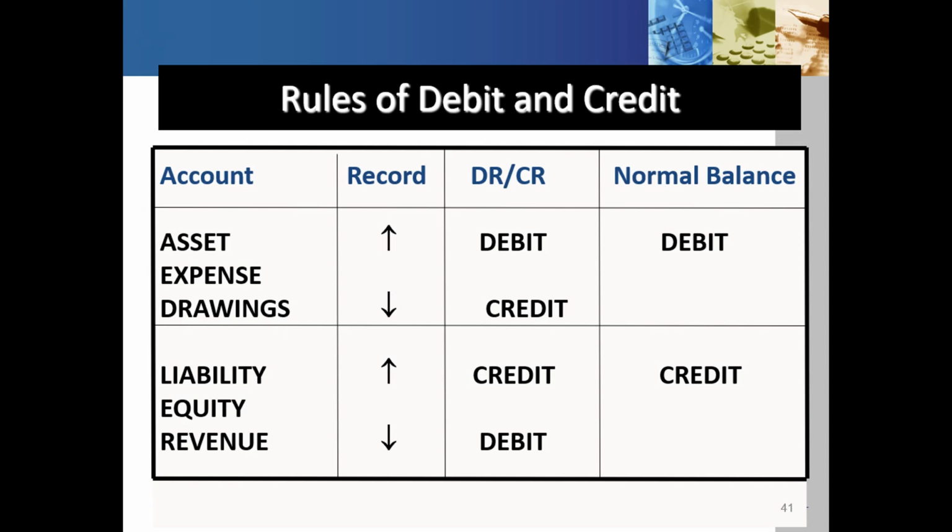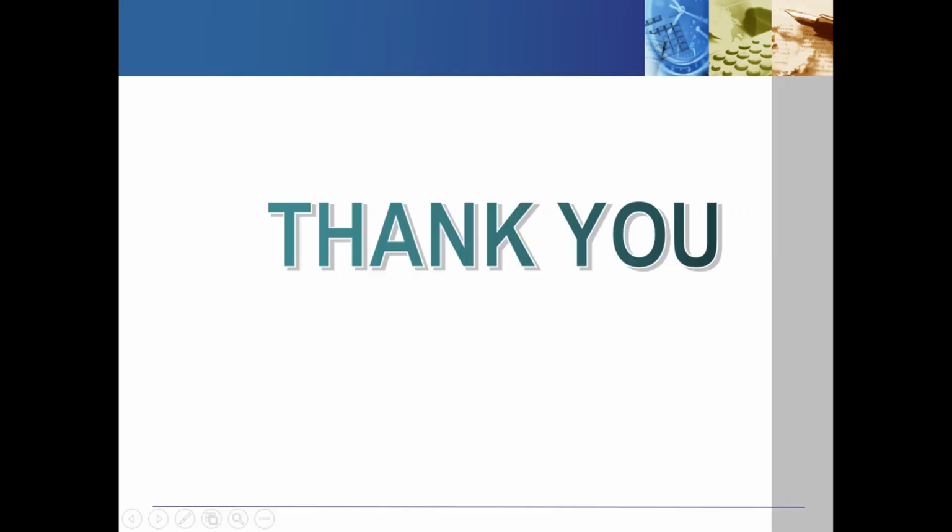Rules of debit and credit. Account asset, expenses, and drawing are recorded as debit when they increase and recorded as credit when they decrease. While account liability, equity, and revenue are recorded as credit when they increase and recorded as debit when they decrease. The normal balance for account asset, expenses, and drawing are debit and the normal balance for account liability, equity, and revenue are credit.